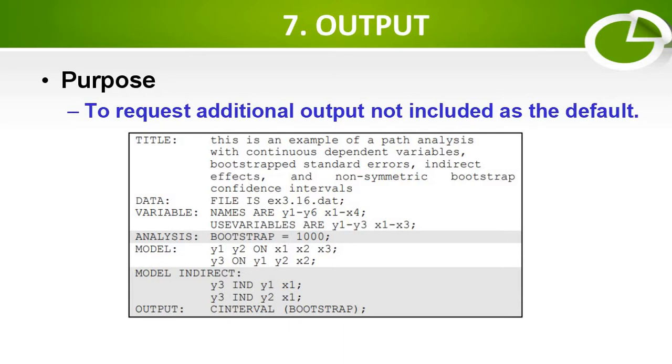Seventh command is OUTPUT. This command is used when you are going to request some additional output which is not included in the default list of analysis. So you can write here typically like OUTPUT colon CINTERVAL BOOTSTRAP semicolon. Right, so upper limit and lower limit both will be calculated and presented in the output file.